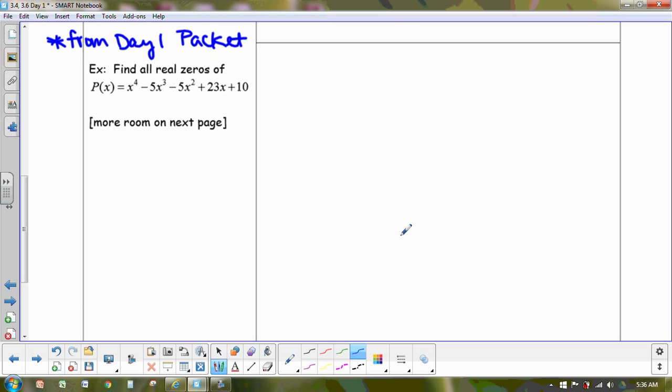Alright, so this is asking us to find all real zeros. And what you'll notice as you're working the day 2 questions, they're just going to ask you some more complicated questions. So instead of asking for all zeros, they'll ask for all real zeros, or they'll ask for all rational zeros. So from last time, what you should be picking up on is that if I want to find all the zeros, I would first try to set it equal to 0.